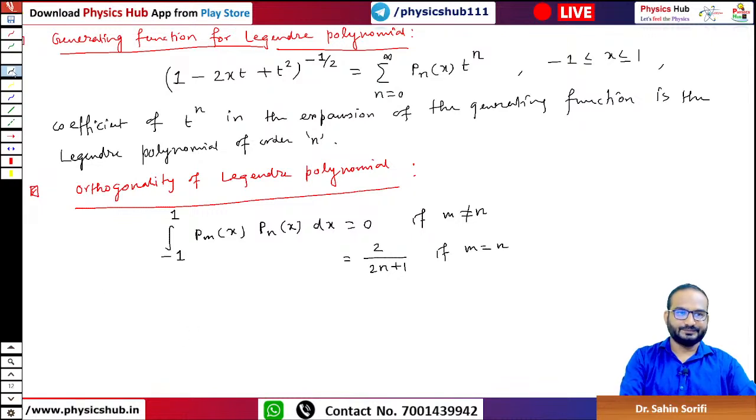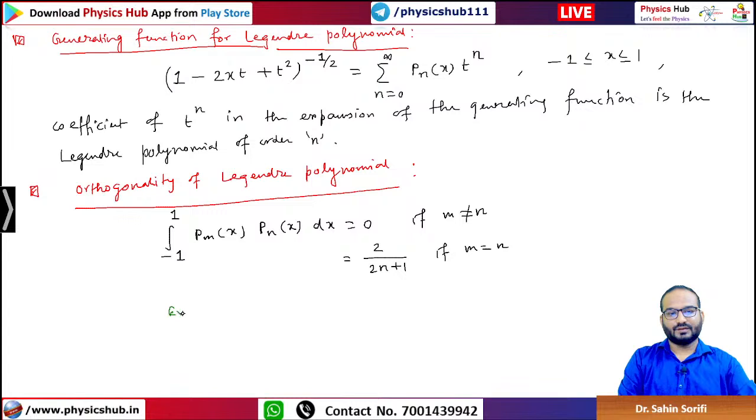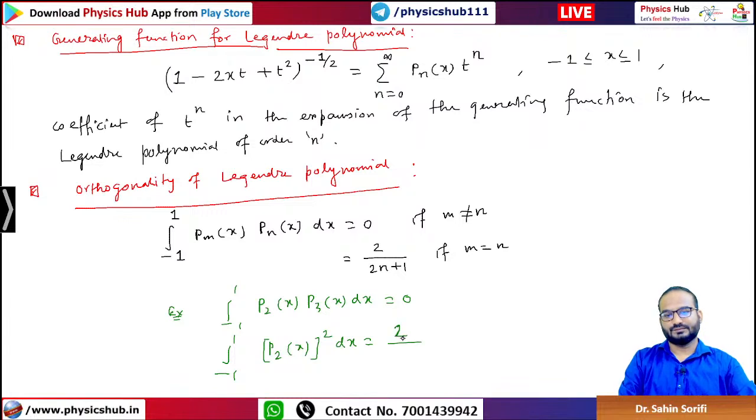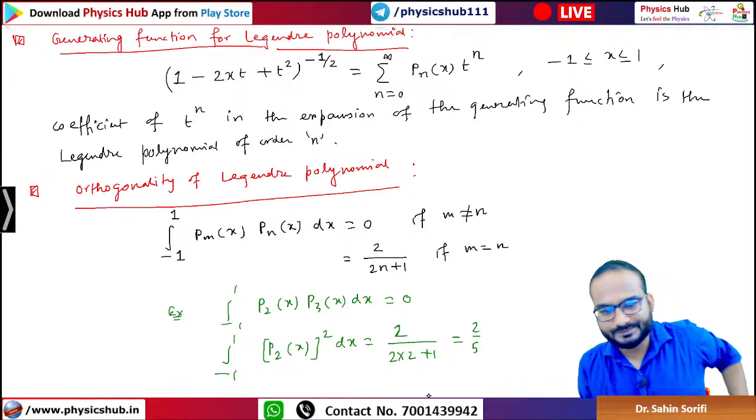For an example, if you calculate the integral from minus 1 to plus 1 of P2(x) P3(x) dx, that will give you 0. On the other hand, if you calculate, let's say, P2(x) whole square dx, that will give you 2 by (2 into 2 plus 1), which is 2 by 5. Clear?